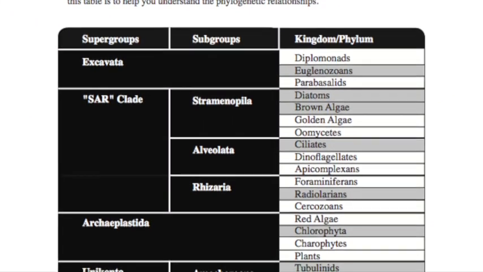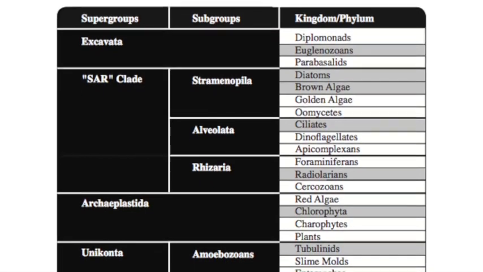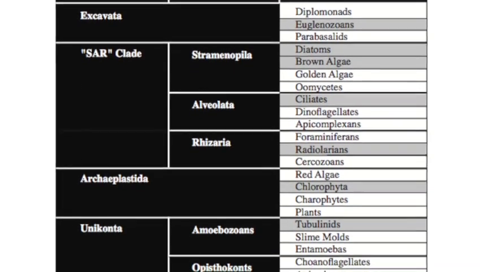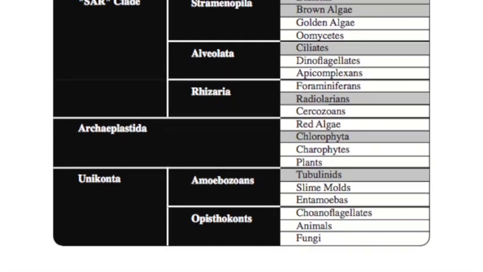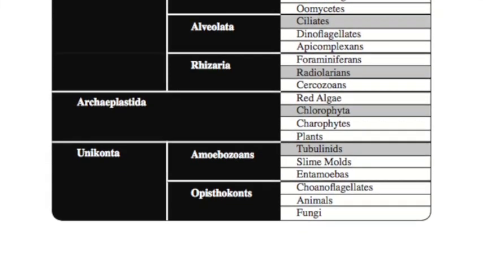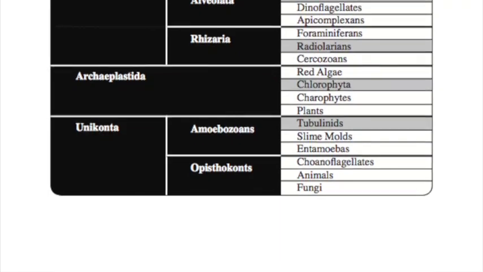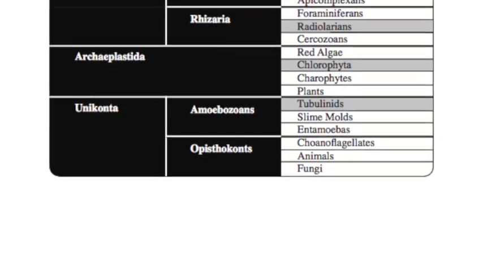Okay, so the final group that we want to look at in the SAR clade are the rhizaria. For the rhizaria, we'll be looking at the radiolarians. For the radiolarians, we'll first start with a slide of their tests or shells, and then we will go to a living actinosphaerium of pseudopodia.